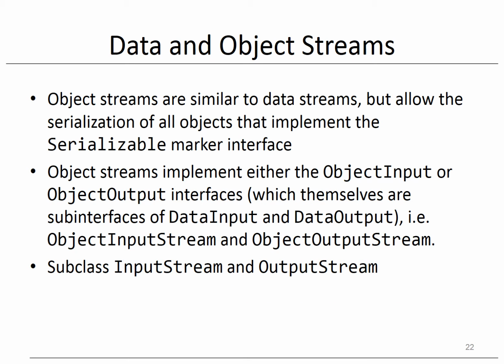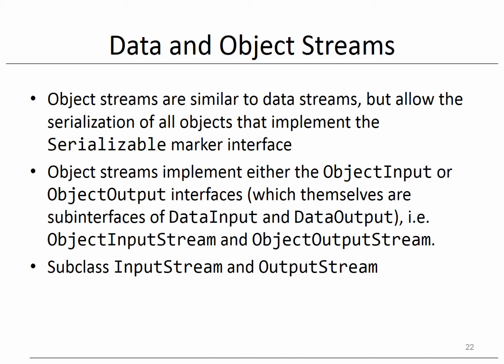Object streams are similar to data streams, but allow the serialization of all objects that implement the Serializable marker interface. Object streams implement either the ObjectInput or ObjectOutput interfaces, which themselves are subinterfaces of DataInput and DataOutput. Examples are ObjectInputStream and ObjectOutputStream. They are also subclasses of InputStream and OutputStream and are thus a specialization of byte streams.